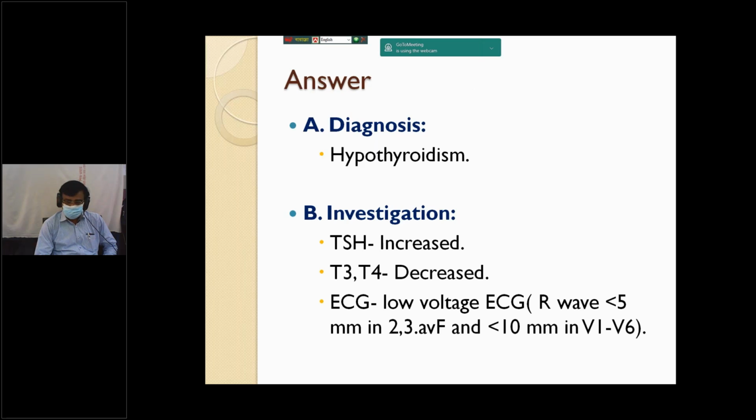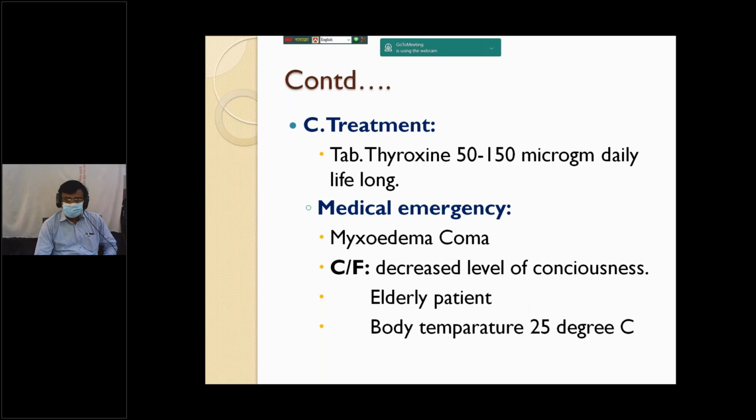ECG will show low voltage ECG, where QRS is less than 5 mm in lead 2, 3, aVF and less than 10 mm in V1 to V6. And treatment of this patient: tablet thyroxine 50 to 150 microgram daily, lifelong.